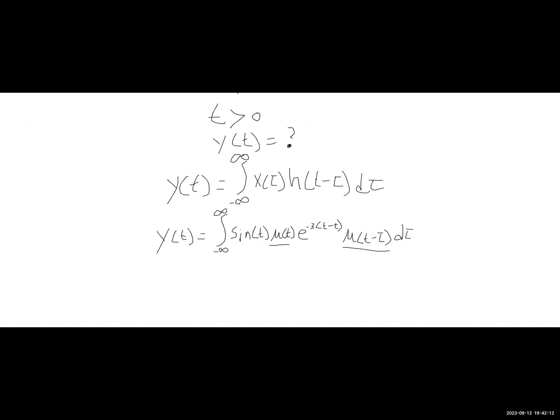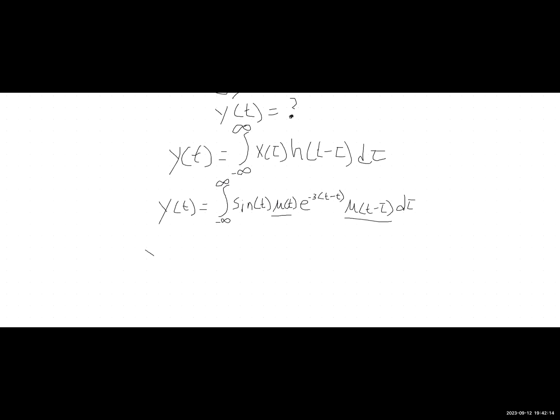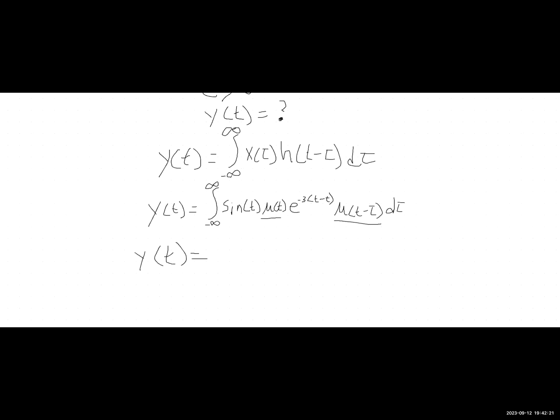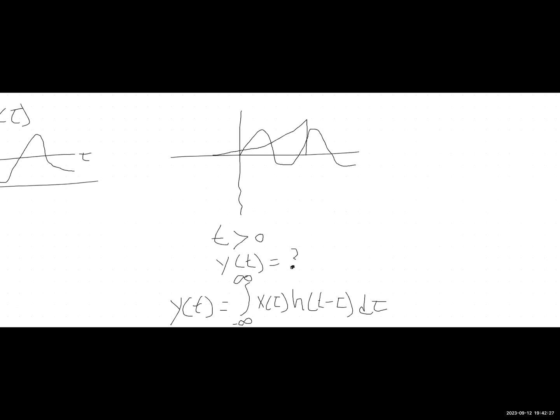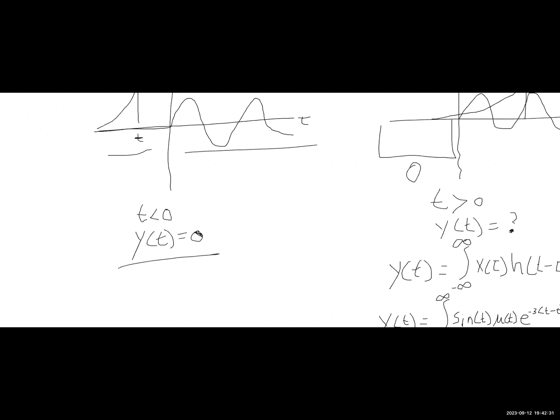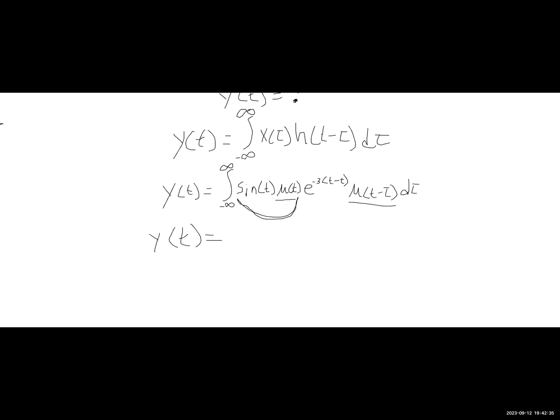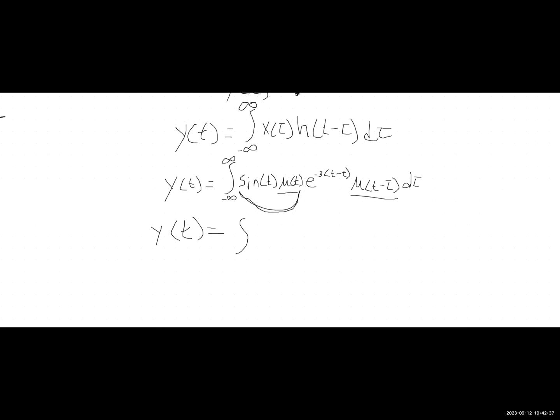So I will do this step for you, and then I will leave it to y'all. Because we have a u of t multiplied by our sine of t term, it means that this region is going to be always equal to 0, which is what we said over here. That means everything before that, we don't need to integrate. So we can put a 0 as our bottom term on the integral.